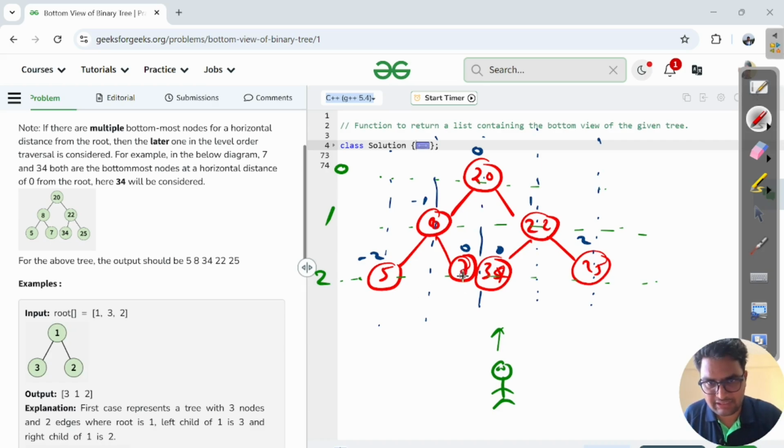So here 7 comes first and 34 comes second, right? So we will consider 34. So this is now clear. So between 7 and 34, we will consider 34.